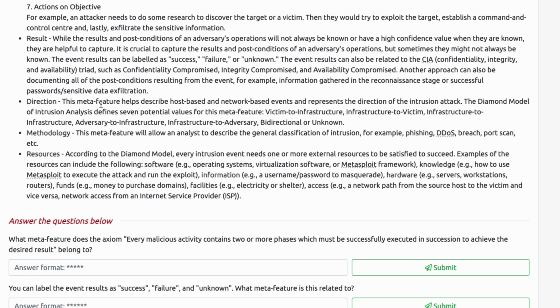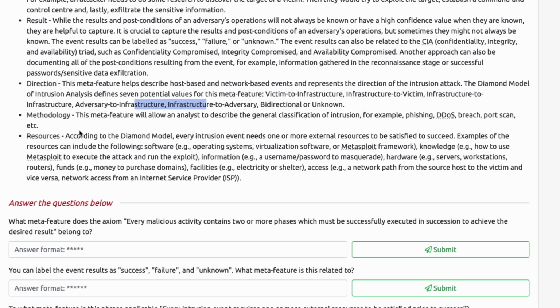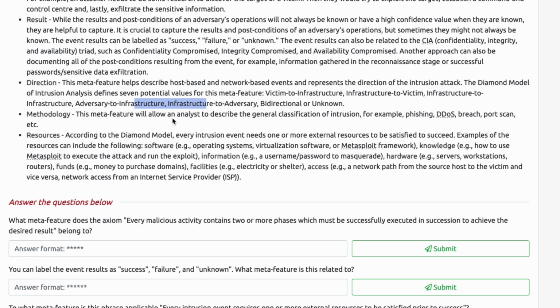Then you have the direction, which is the part that helps describe host-based and network-based events and represents the direction of the intrusion attack. The diamond model of intrusion analysis defines several potential values for this, which could be victim to infrastructure, infrastructure to victim, infrastructure to infrastructure, adversary to infrastructure, infrastructure to adversary, bidirectional or unknown. So bidirectional means more than one, so it could be both of these, right? Methodology. This meta feature will allow an analyst to describe the general classification of intrusion, phishing, DDoS, which is distributed denial of service, breach, port scan, etc.